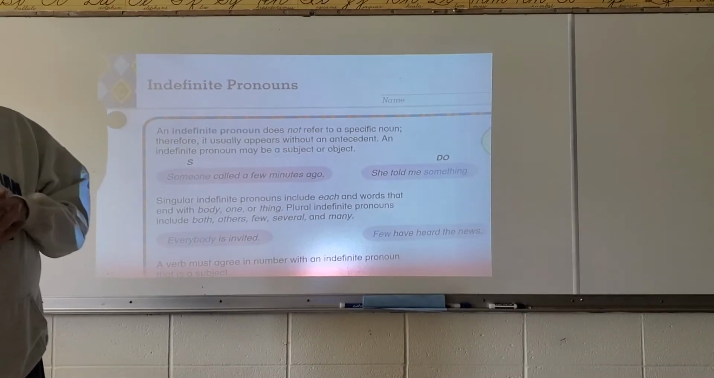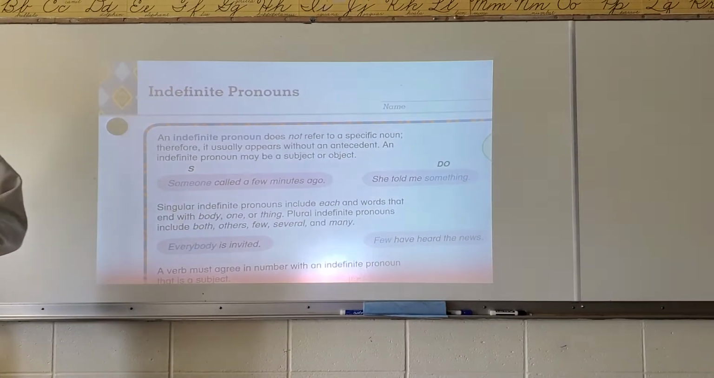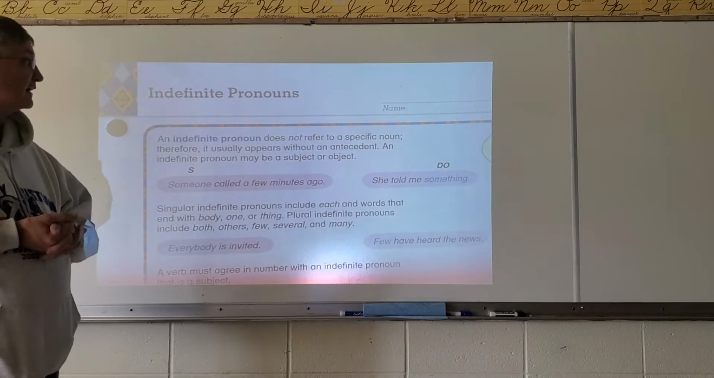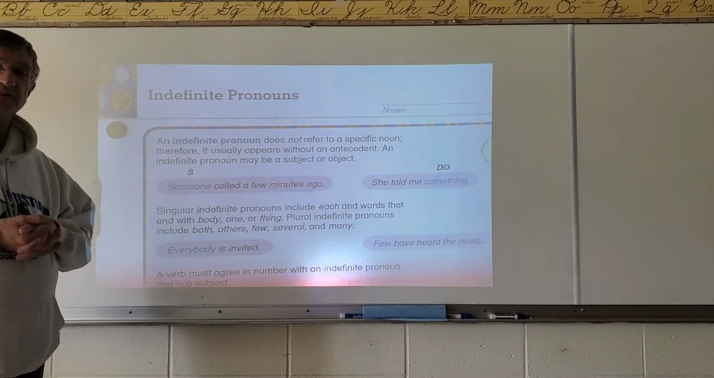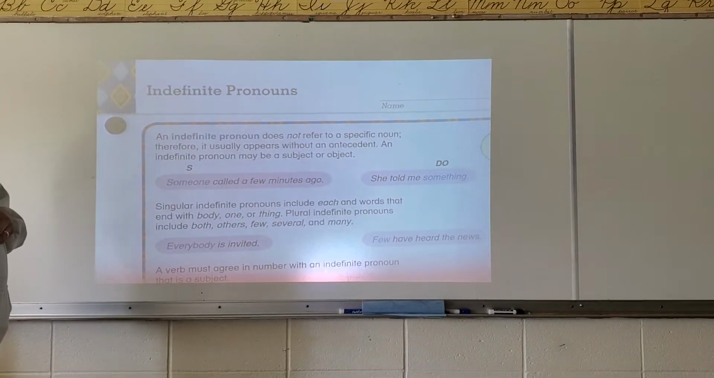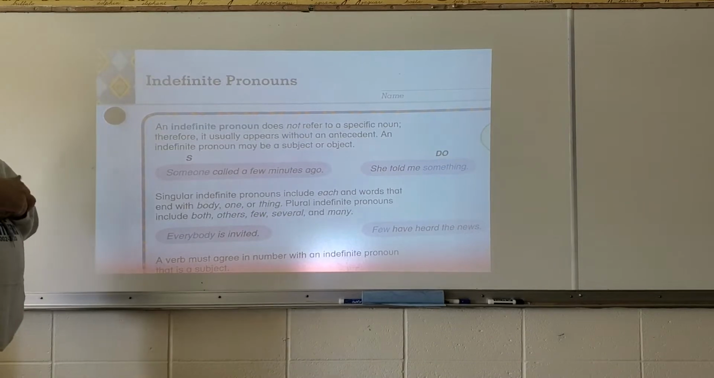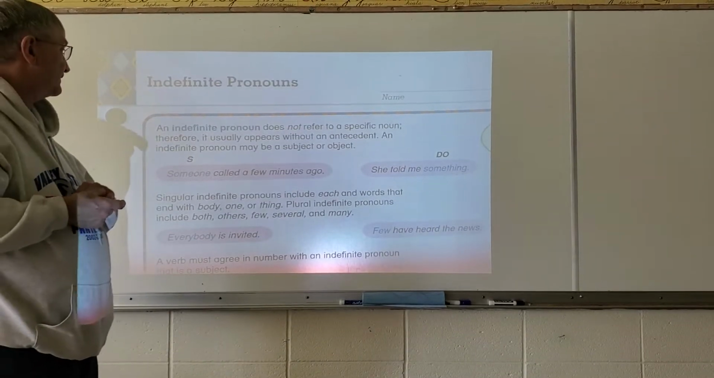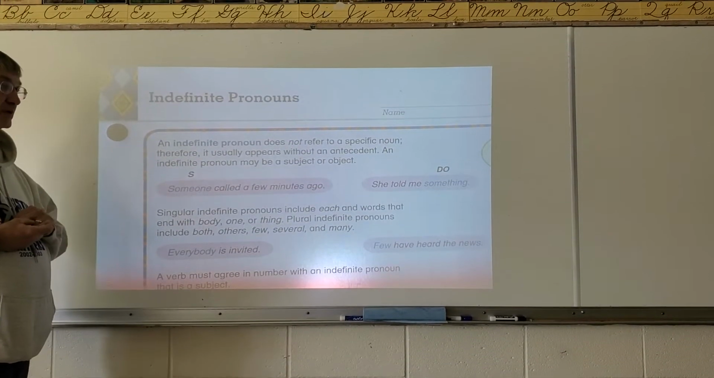We're getting closer to the end of chapter 9, which is dealing with our pronouns. Today we're going to talk about the indefinite pronouns. An indefinite pronoun does not refer to a specific noun. Therefore, it usually appears without the antecedent.